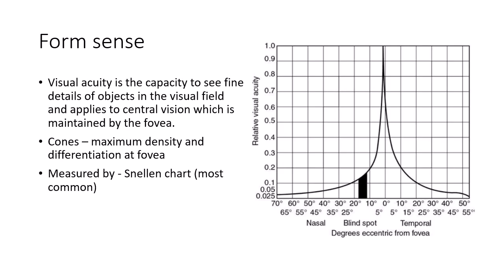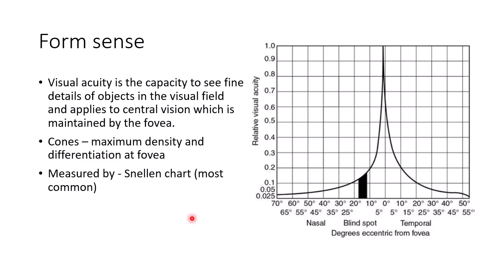Now, let's talk about each of these senses in detail. So, form sense. Visual acuity is the capacity to see fine details of objects in the visual field and applies to central vision, which is maintained by the fovea. So you see this peak in this graph over here. This peak is the fovea, and it is the fovea that contains the maximum number of cones, and the fovea is responsible for the sharpest visual acuity, which is measured by Snellen's chart. Temporal to the fovea is the optic disc, and that is the blind spot, which you see here.